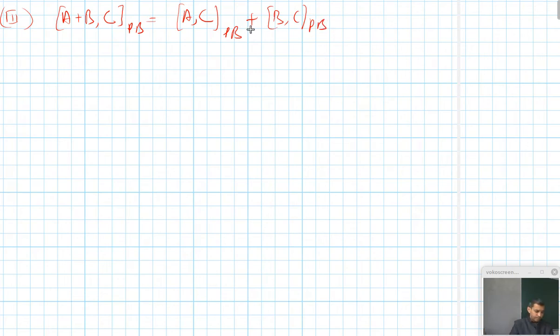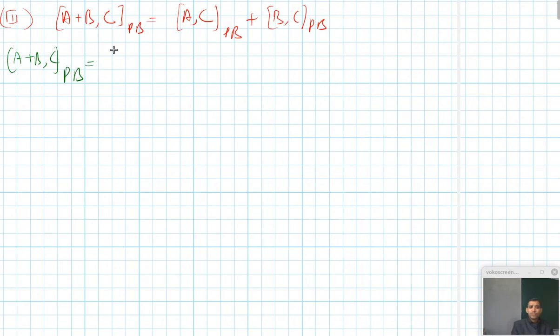The third property which I am going to discuss with you: the sum of two dynamical variables and its Poisson bracket with another dynamical variable C can be written as the Poisson bracket of A, C plus the Poisson bracket of B, C. So now again consider the Poisson bracket of A plus B comma C.